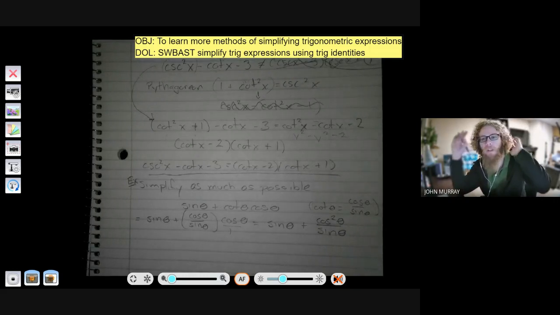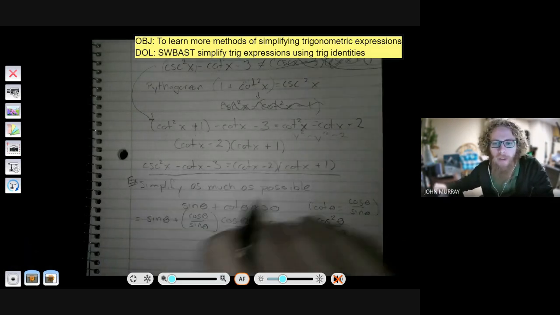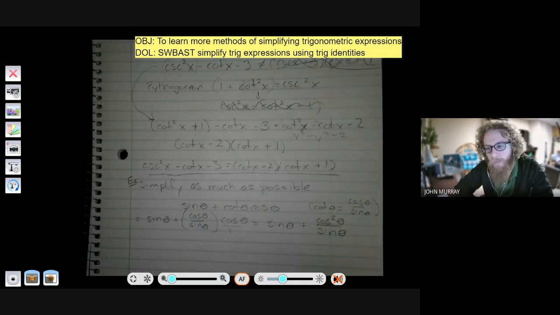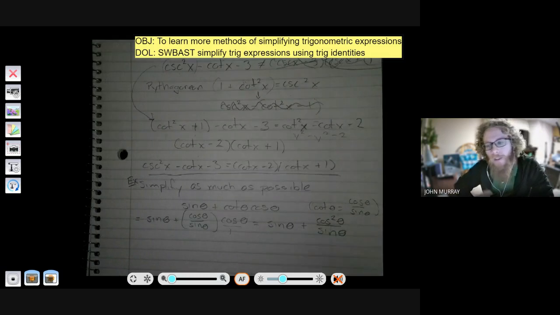So that first step, there's really nothing else you can do. Sometimes you're kind of pinholed into doing one thing. I couldn't really do anything else with this combination that I have here. But now I have sine plus cosine squared over sine. There's a few different ways I can tackle this. We have a cosine squared, so I might be able to use Pythagorean, but I don't want to be manipulating and plugging in if I have to.